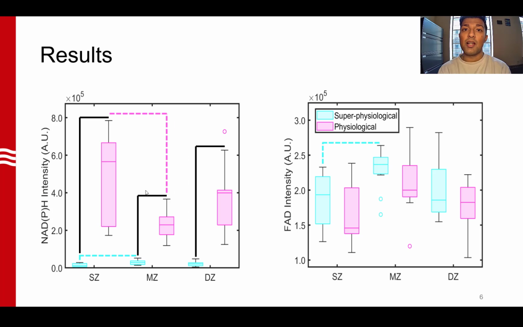Results. On the left hand side are the results for the NADPH channel, and on the right hand side are the FAD. The plots are separated by 3 different zones: the superficial zone, the middle zone, and deep zone. The superphysiological condition is in cyan and physiological is in pink. The solid black lines indicate a significant difference because of oxygen tension in the NADPH plot. The dashed lines indicate that the superficial zone was lower than the middle zone under both channels for the superphysiological condition.